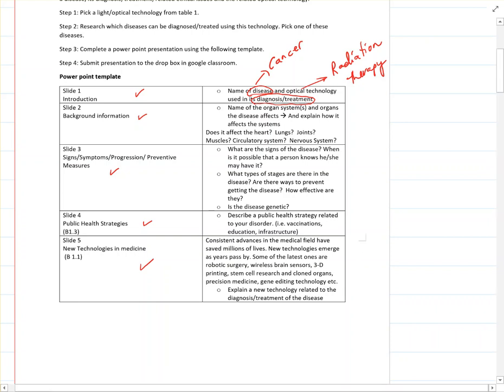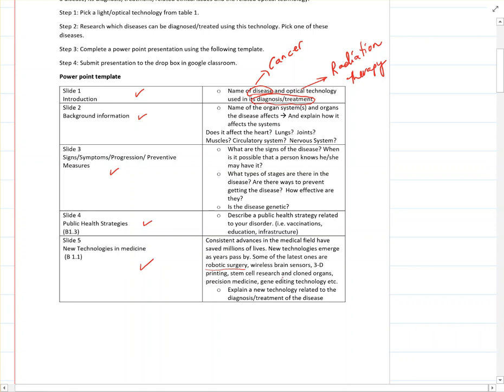Slide 5. Now, in the medical field, there have been so many advances and so many technological inventions to treat and diagnose diseases. Some of those advances are robotic surgery, wireless brain sensors, 3D printing, stem cell research, cloning the organs, precision medicine, gene editing technology, and so forth. So many new technologies that people are researching, and some of these are already put to use.